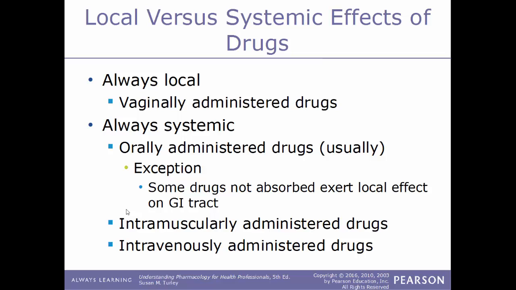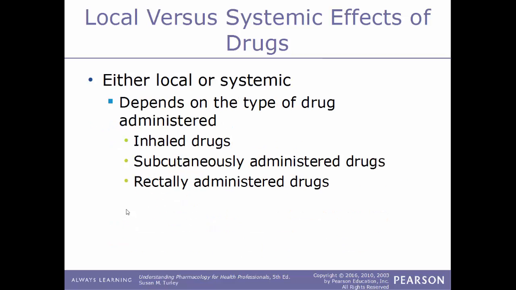There are some exceptions. The exception for this rule will be some drugs that are not absorbed directly exert a local effect on the gastrointestinal tract. Some other examples that are always systemic, drugs that are administered intramuscularly or intravenously. And some drugs can be either systemic or local. It just depends on the type of drug that is being administered. Drugs that are inhaled, drugs that are administered subcutaneously or rectally. It just depends on the type of drug that is being given.